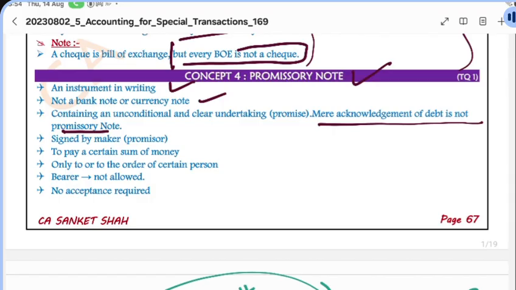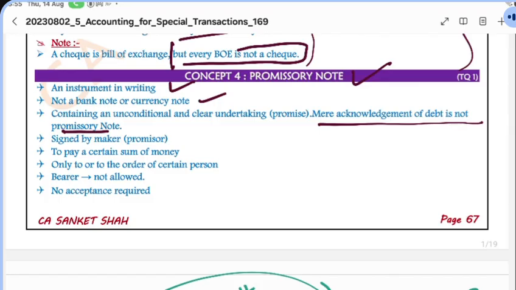Yes, I acknowledge that I have received rupees 1 lakh from Praveen sir. It cannot be called a promissory note, because nowhere has he mentioned that he will be paying it back to me. Acknowledgement is mere acceptance of the statement. It does not involve any promise for action.